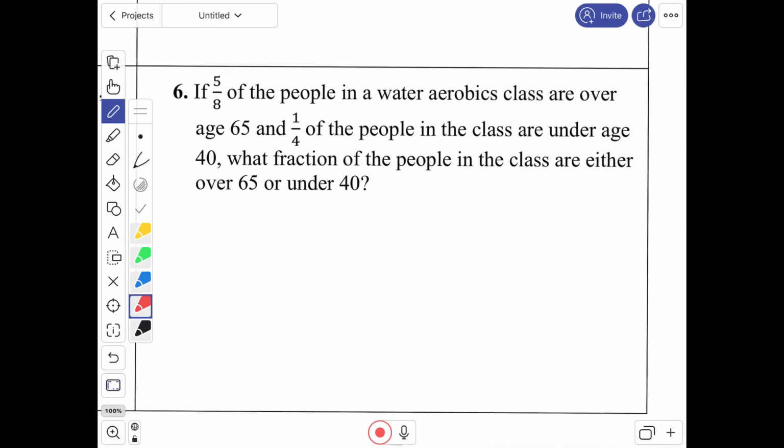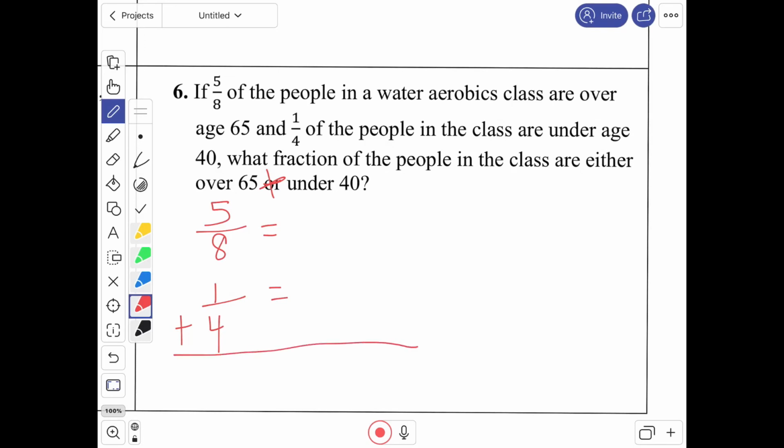Let's look at number 6. If 5/8 of the people in a water aerobics class are over age 65, and 1/4 of the people in the class are under age 40, what fraction of the people in the class are either 65 or over 65 or under 40? There's that word or. So we are adding again. 5/8 plus 1/4.